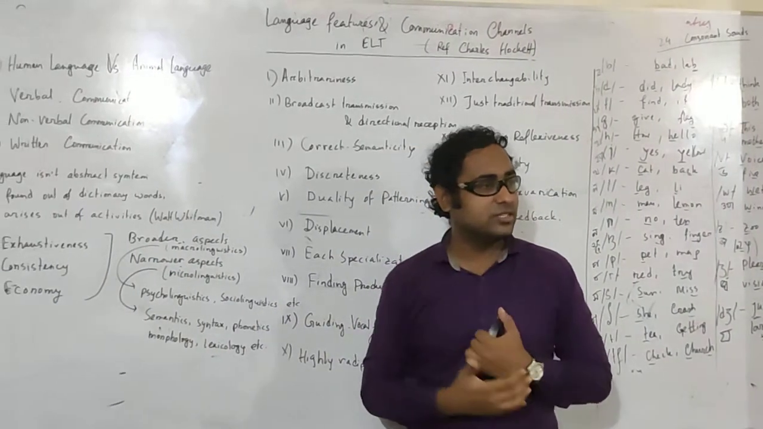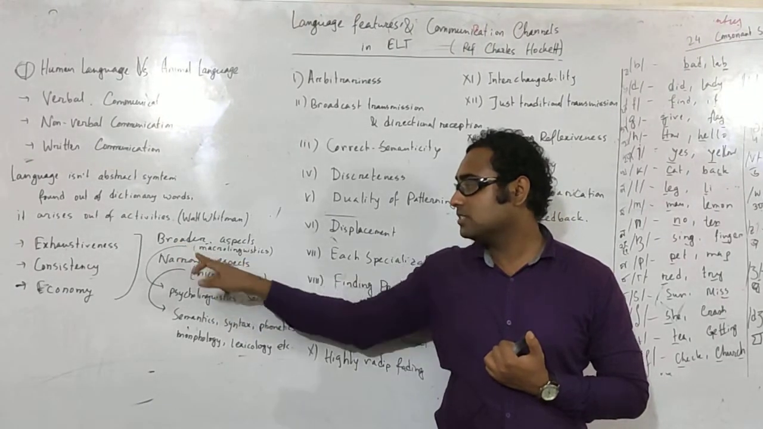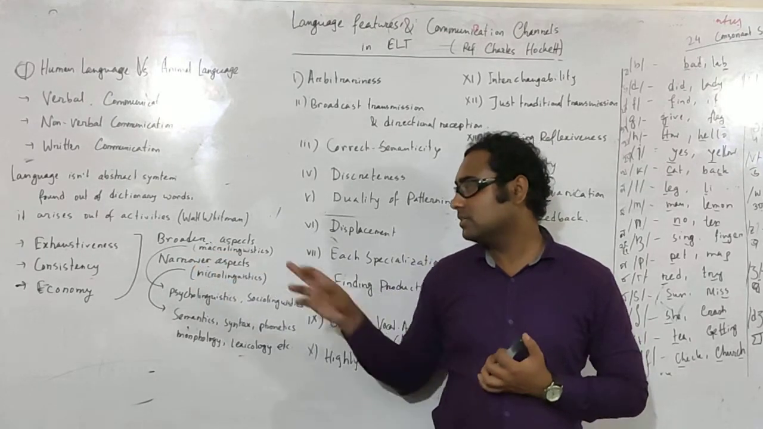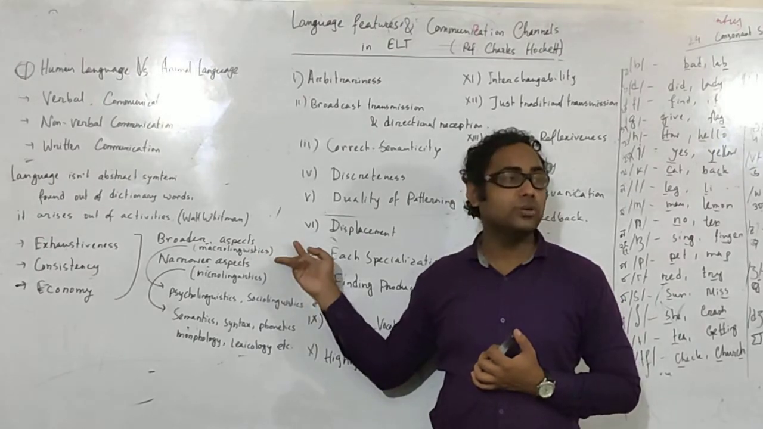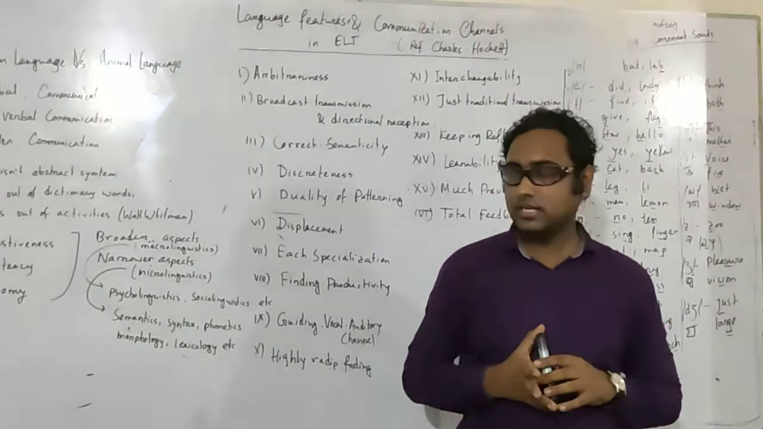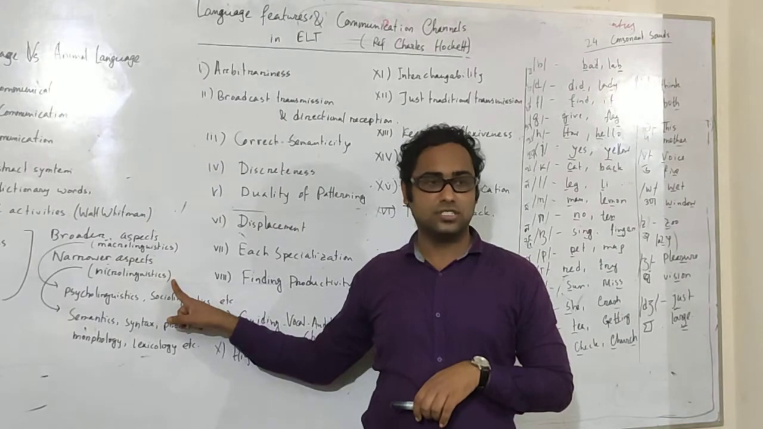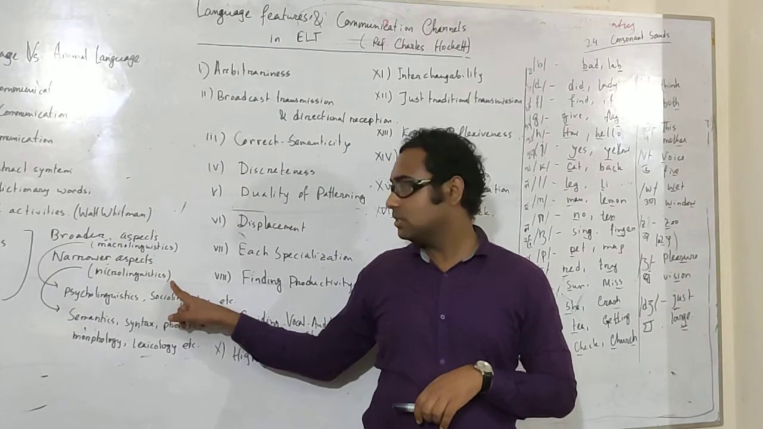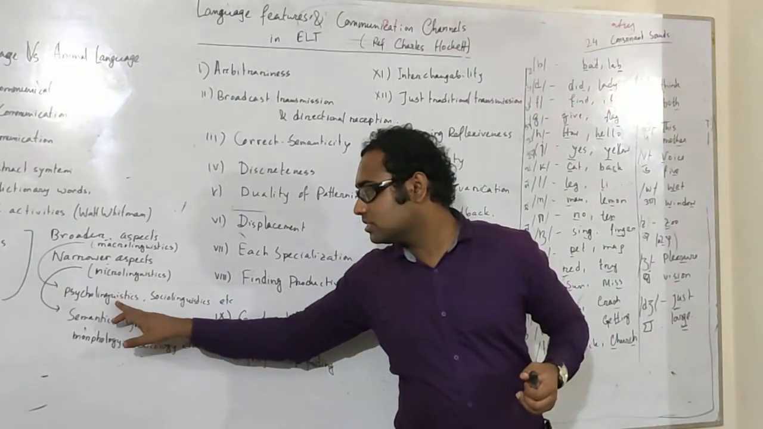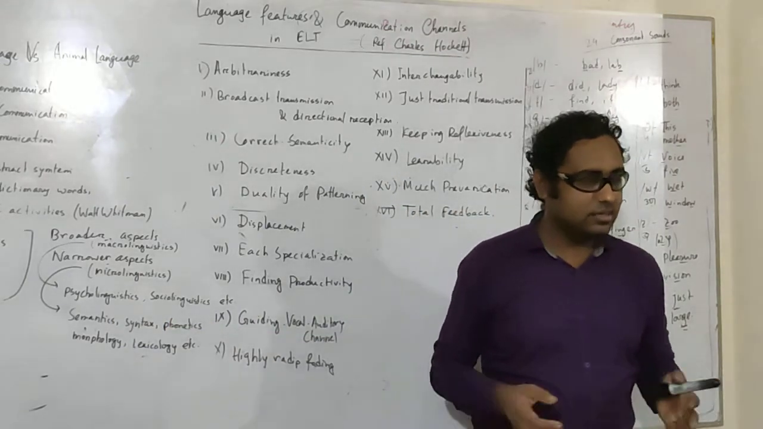And as in the previous class, I talked about some elements of language and linguistics. There are broader aspects and narrower aspects of language. Broader aspects are considered as macro-linguistics. And narrower aspects are considered as micro-linguistics. So macro-linguistics will be broad. Suppose sociolinguistics and psycholinguistics. It's a very broad idea.